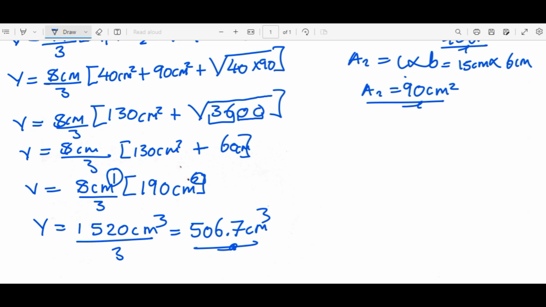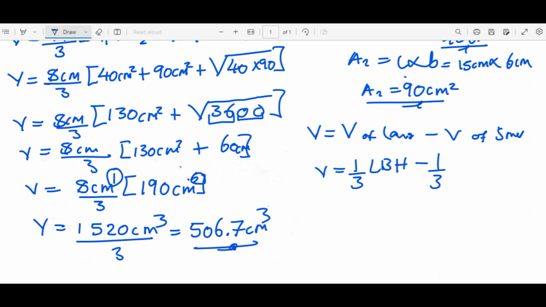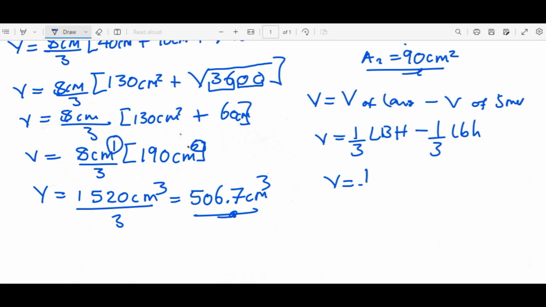So this is what you are supposed to use, or if you want, you can use this formula. You can say volume is equal to volume of larger minus volume of smaller. So the volume of a rectangular pyramid will be 1 over 3 times its base area, which is L times B, times H, minus 1 over 3 times LBH. So if you factorize 1 over 3, you get 1 over 3 open brackets LBH minus LBH. So if you use this formula, you still get the same final answer.